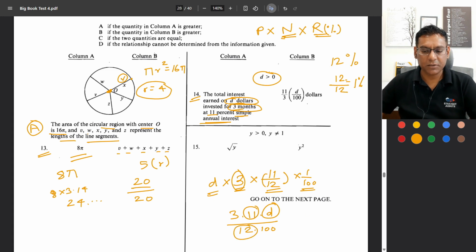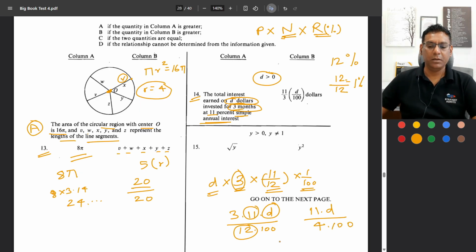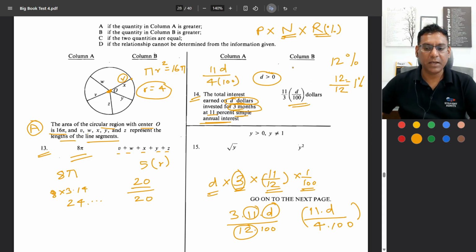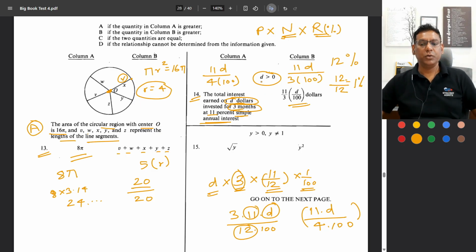So 3 by 12 is 1 by 4. The 4 will come at the bottom, so 4 into 100. This is the expression that I get: 11D by 400. And what do I have here? I have 11D by 300. Okay, so D is positive.